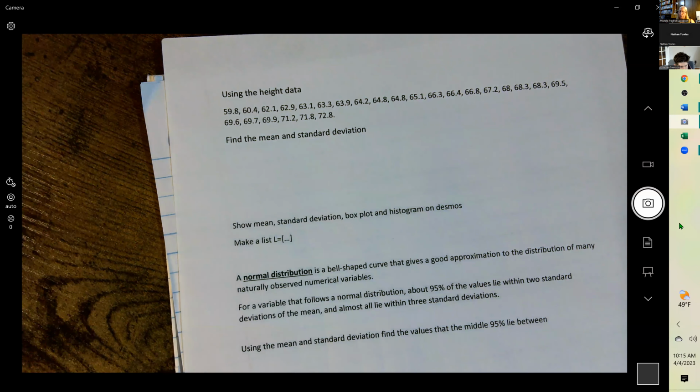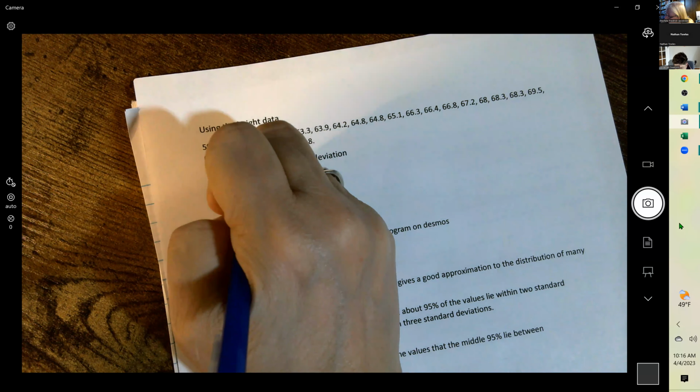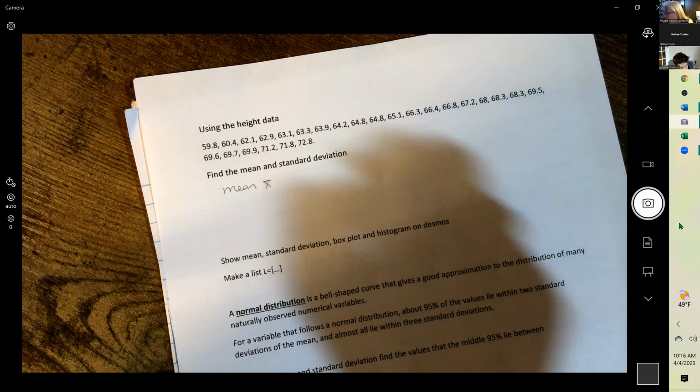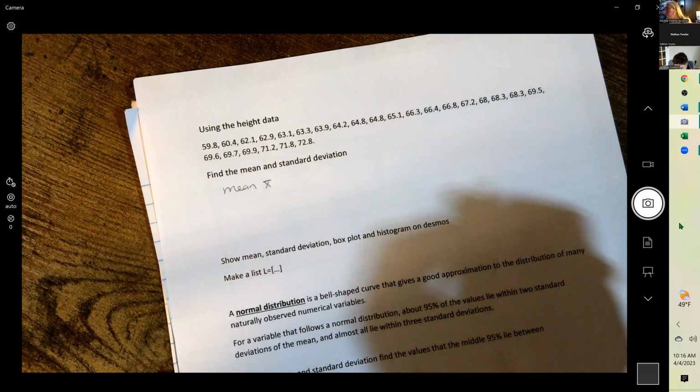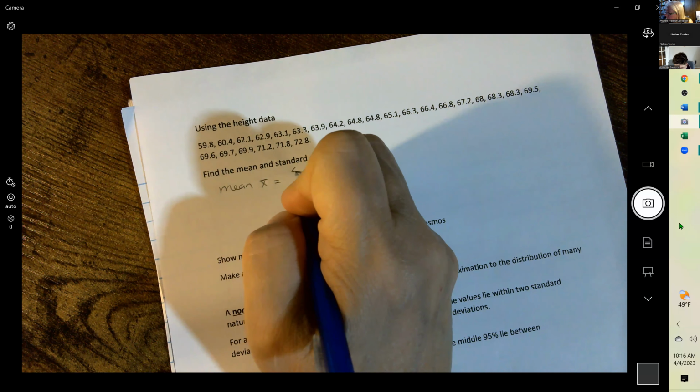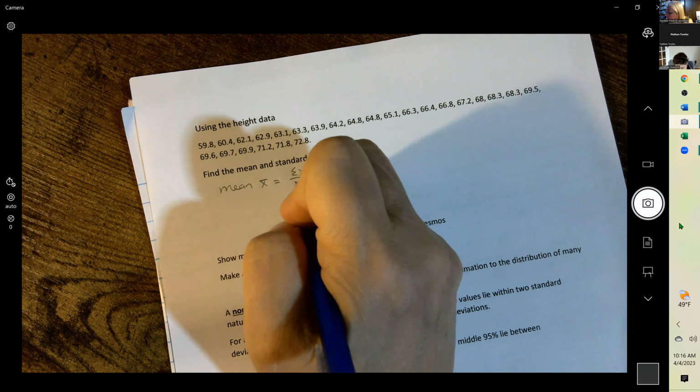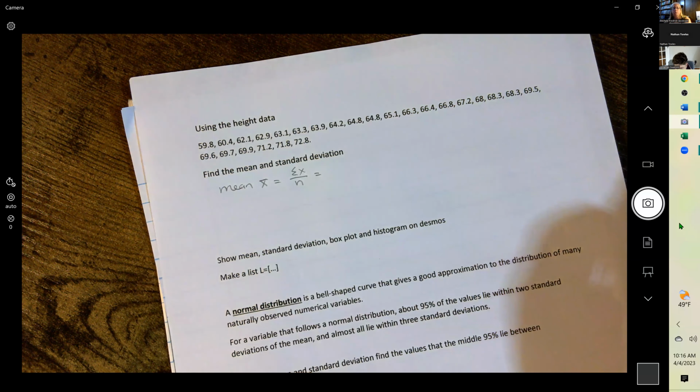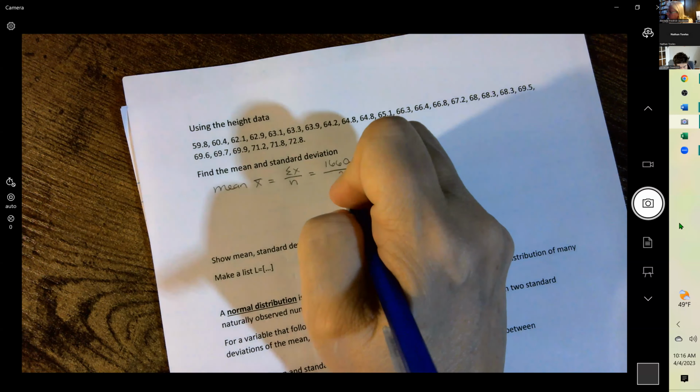So first, to find the mean, a symbol they usually use for mean is either x with a line over it or mu. This is when it's a sample. So we want to add up all the x values and divide by how many there are. If we add all of them up, we get 1660.2 divided by 25.